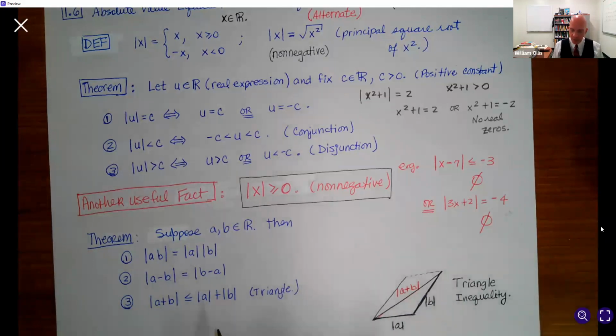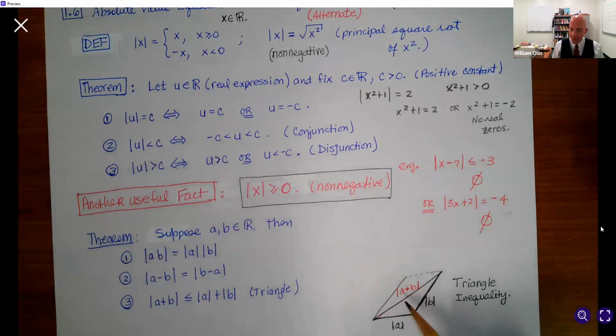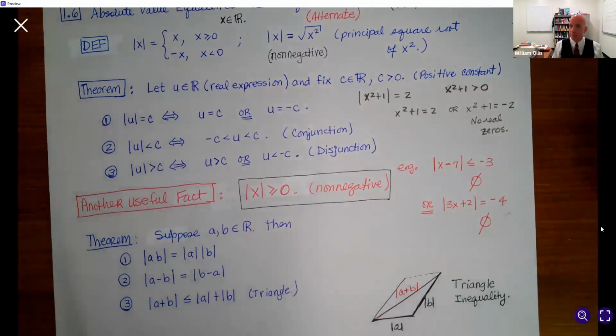This is called the triangle inequality. If you think of sides of a triangle as being denoted, or their lengths as being denoted by absolute value, then you can see that any length of the third side, if we call it the third side or a side of a triangle, would never be greater than the sum of the other two. So for instance, we would always have that the third side has length less than or equal to the sum of the other two sides.